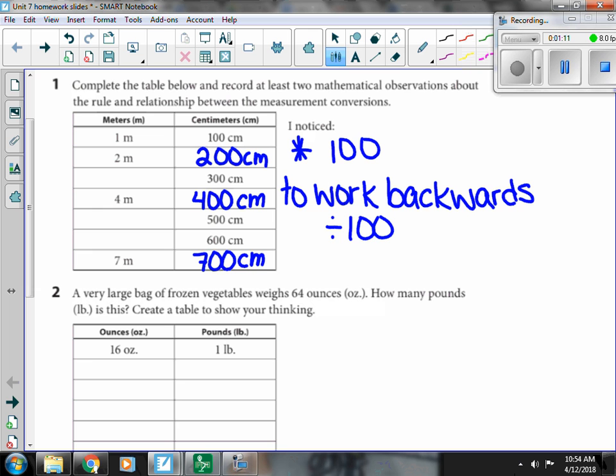So 300 divided by 100 means I take away those 2 zeros. I'm left with 3 meters. 500 divided by 100, take away the 2 zeros, I have 5 meters. And 600 divided by 100 is 6 meters.